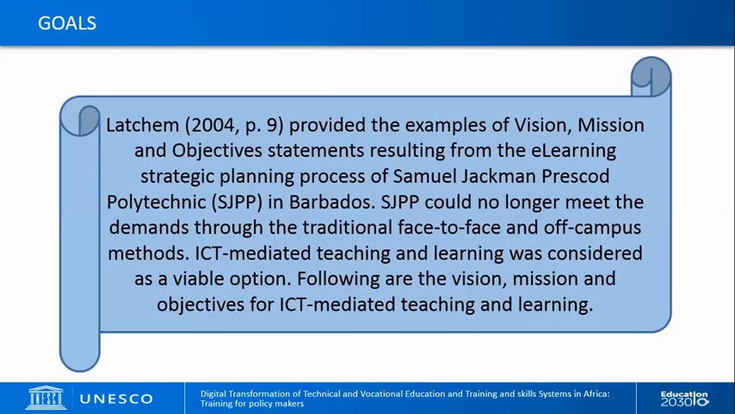Now, Lachem provided the examples of vision, mission, objective statement resulting from the e-learning strategic planning process of Samuel Jackman Prescott Polytechnic in Barbados. Now, the polytechnic could no longer meet the demands through the traditional face-to-face and off-campus method. ICT-mediated teaching and learning was considered as a viable option. The following are the vision, mission, and objectives of ICT-mediated learning as proposed by Samuel Jackman Prescott Polytechnic in Barbados example.